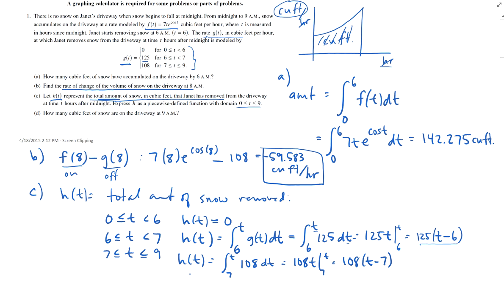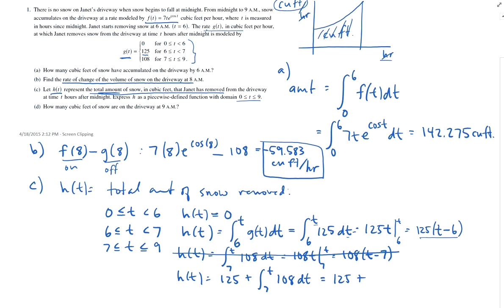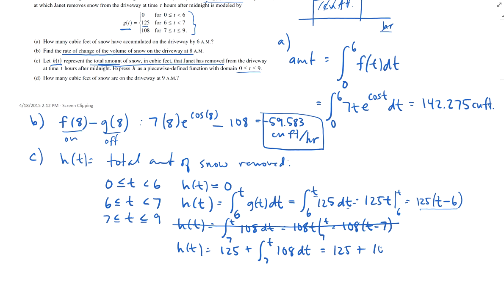So I'd better add 125 on the front side here. It really is 125 plus the integral from 7 to t of 108 dt. Does that make sense? So really, I'm going to do that, which is 125 plus 108 times t minus 7. That's my formula for 7 to 9. Okay, does that make sense?